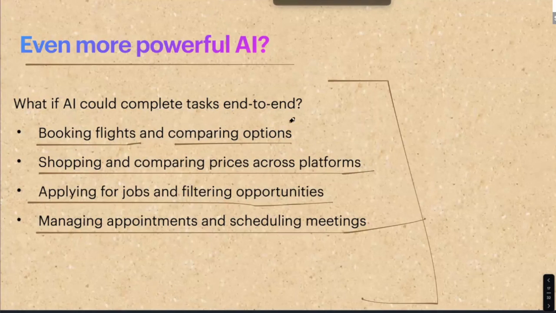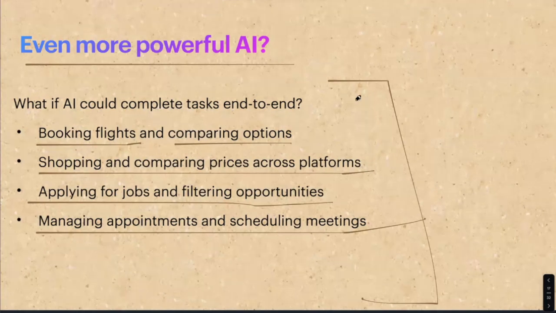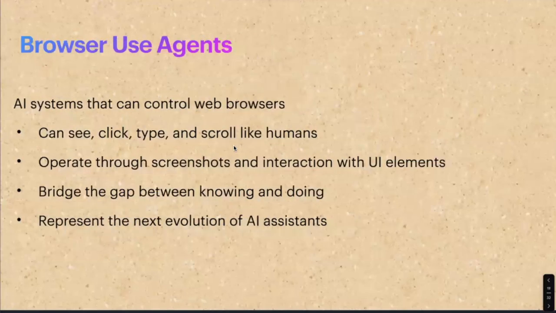Okay, great. So now that we know that we have an AI that can go to a website and fetch content for us, what if AI can do more? If it can do some tasks end to end? No, I'm not joking when I say that AI can actually do this, and I'm actually going to show you how this is done. So what does our browser use agent do?